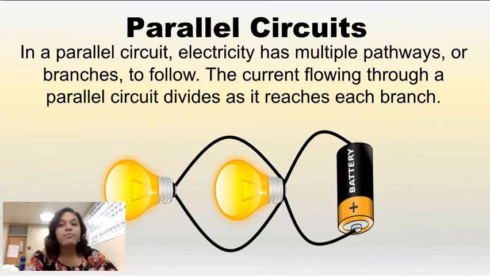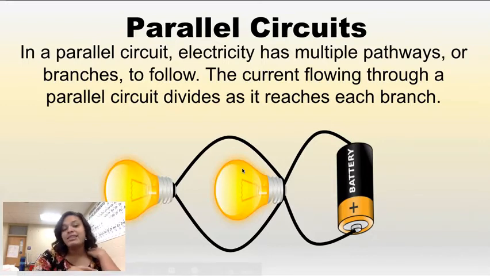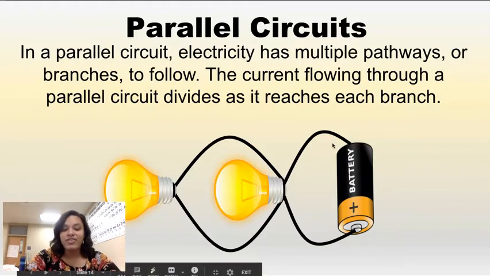Parallel circuits have multiple pathways or branches to follow and the current can flow through them even if this guy's off. So please make sure you write down the definition of parallel circuits and the definition of series circuits back in the video. If you have to go back, you can. So here you've got multiple paths. So you've got this path, but you also have this path to flow.